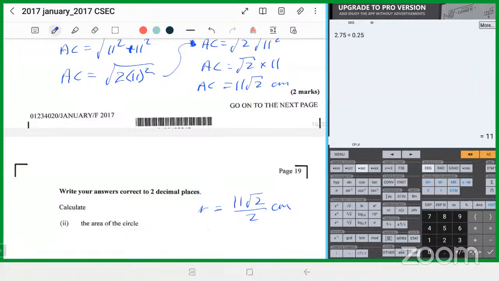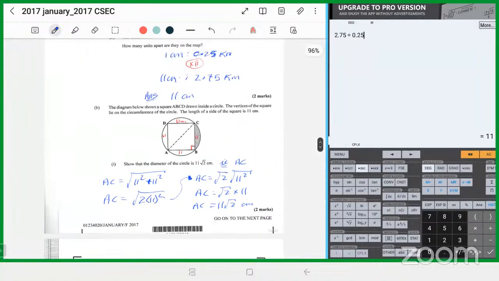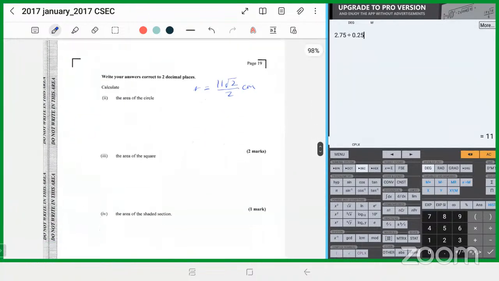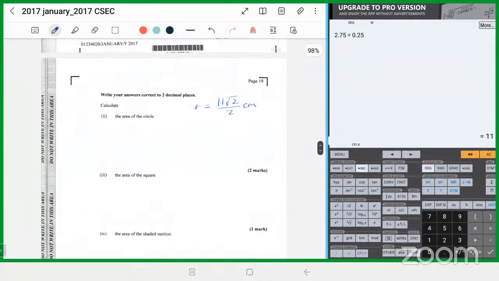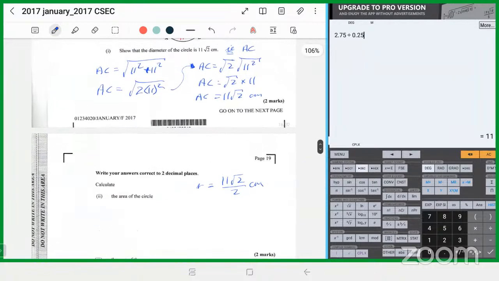Then what is the area of the circle? The area of the circle is pi r squared. Did they tell us to use a certain value of pi? They tell you at the end of the question. They didn't tell us, so we're going to use the original pi. We could use 22 over 7, but that's to 2 decimal places. So we're going to use pi on the calculator.